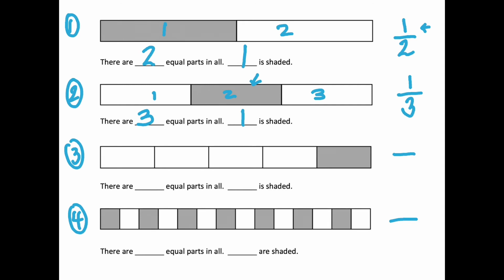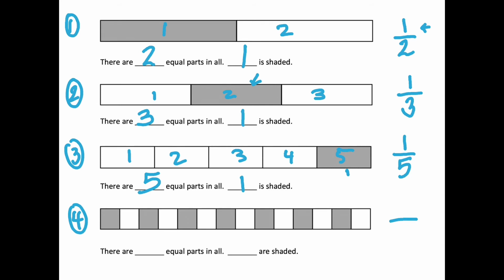And then we have number 3. Let's go with how many equal parts in all? 1, 2, 3, 4, 5. So I'm going to put a 5 here. How many parts are shaded? Only 1. And then we'll make this one into a fraction. The top number is how many parts are shaded? What do you guys think? 1, right? 1 part is shaded, so that's the top number. How many equal parts in all? 5. So the fraction there is 1/5.